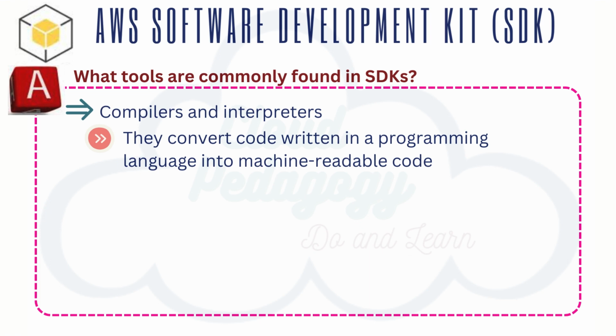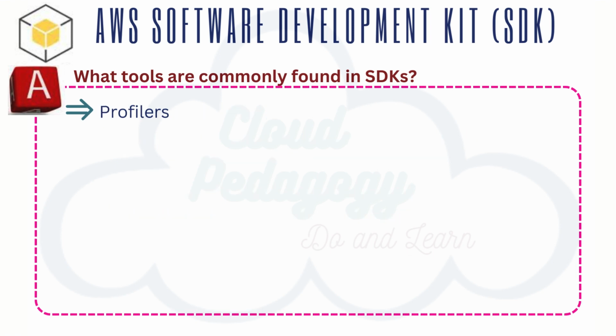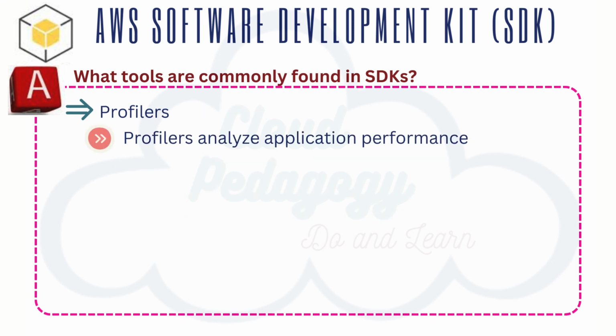Compilers and interpreters convert code written in a programming language into machine-readable code. Compilers generate executable programs while interpreters directly run programs. Next, profilers. Profilers analyze application performance, including memory usage, execution times, and code execution paths.